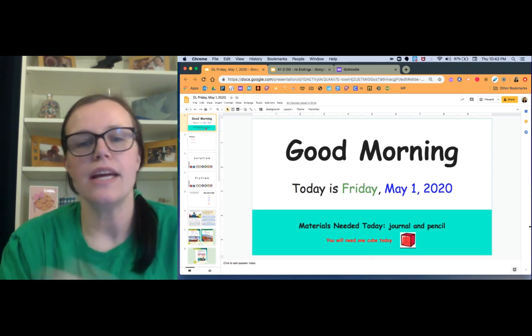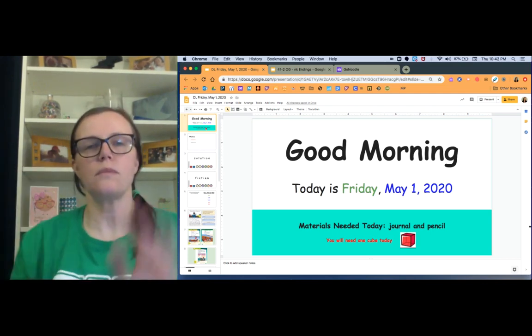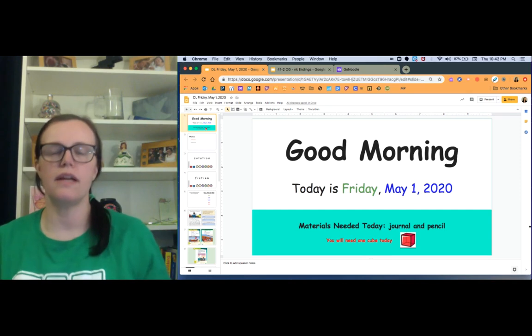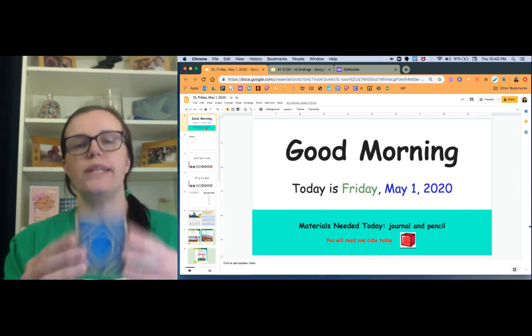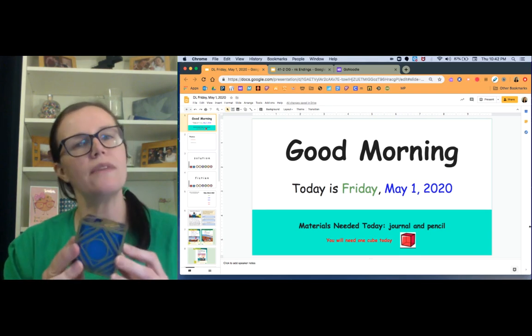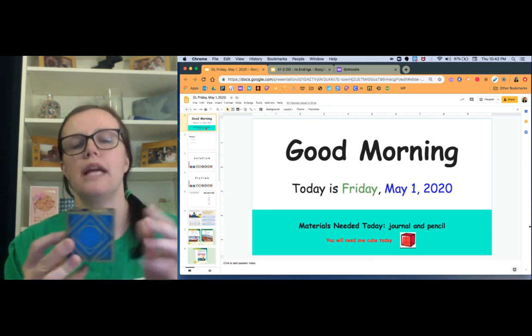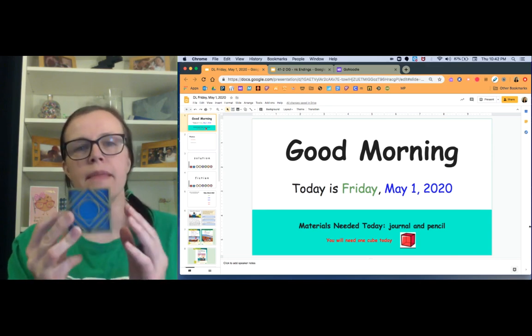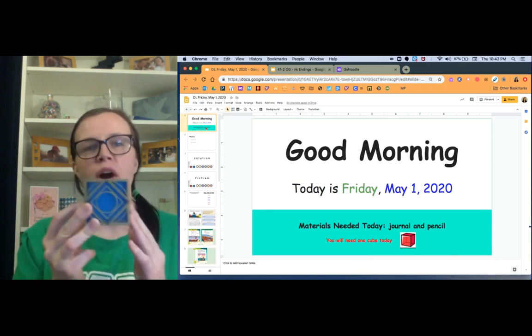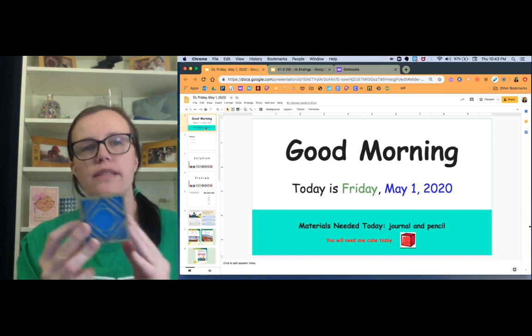So today you're going to need your journal to make that list of writing procedures for us, and then you're going to need a cube today. Cubes are kind of hard because you need a cube that has 6 square faces. So not a rectangular prism, that's different. You're looking for a cube that has 6 squares on the faces.